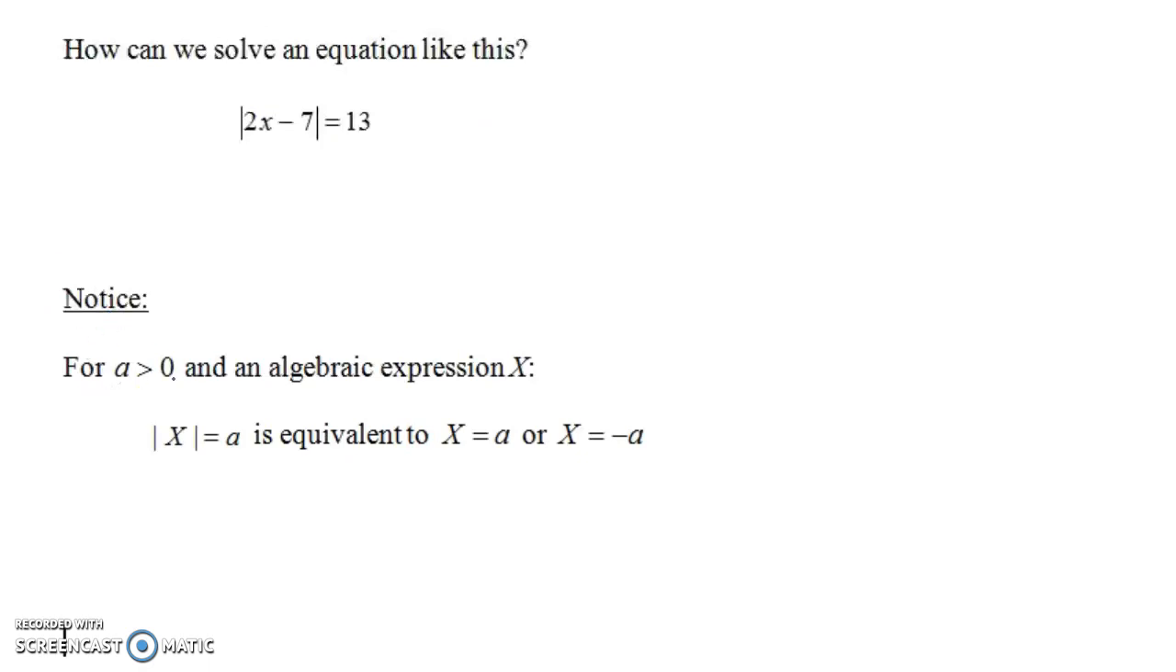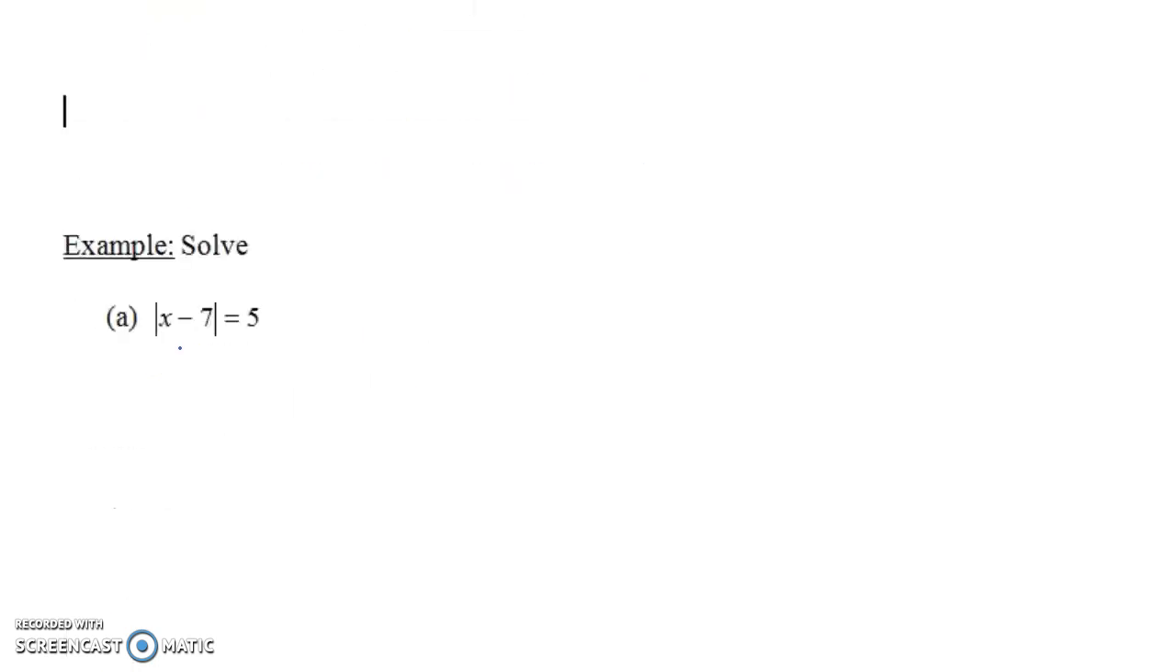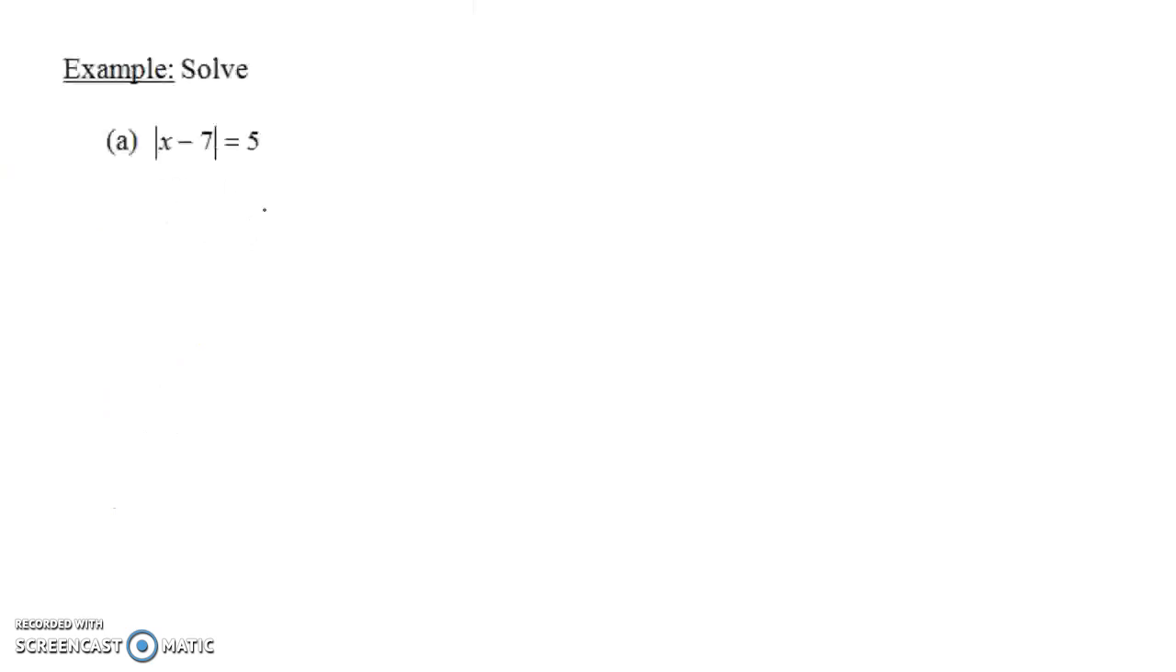Okay, so that's the fact that I put down here. Notice that if a is a positive number and capital X is what's called an algebraic expression, so our capital X is kind of like 2x minus 7 up here, and the a would be like the 13. To say that the absolute value of X is equal to a is the same thing as saying that X is either equal to a or X is equal to negative a. If the absolute value of something equals a, then that something without the absolute value had to either be a or negative a. So let's use this principle to solve some equations.